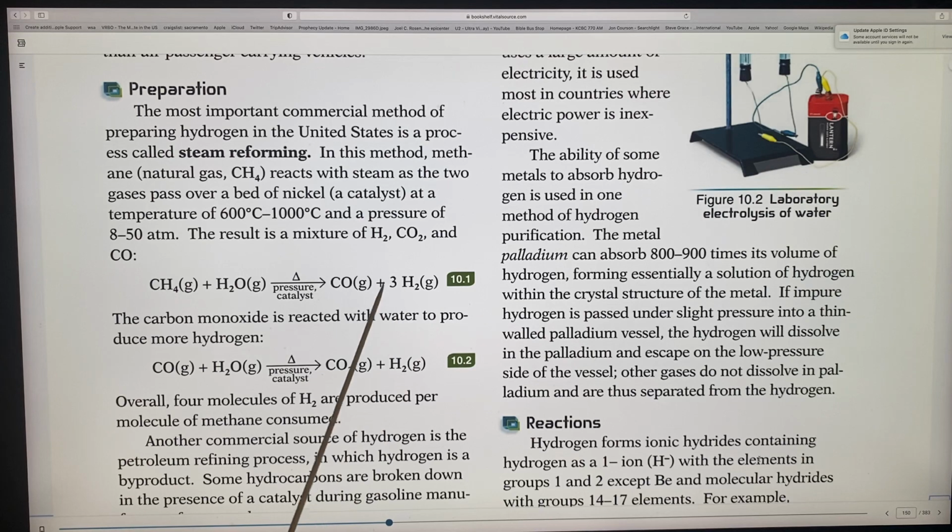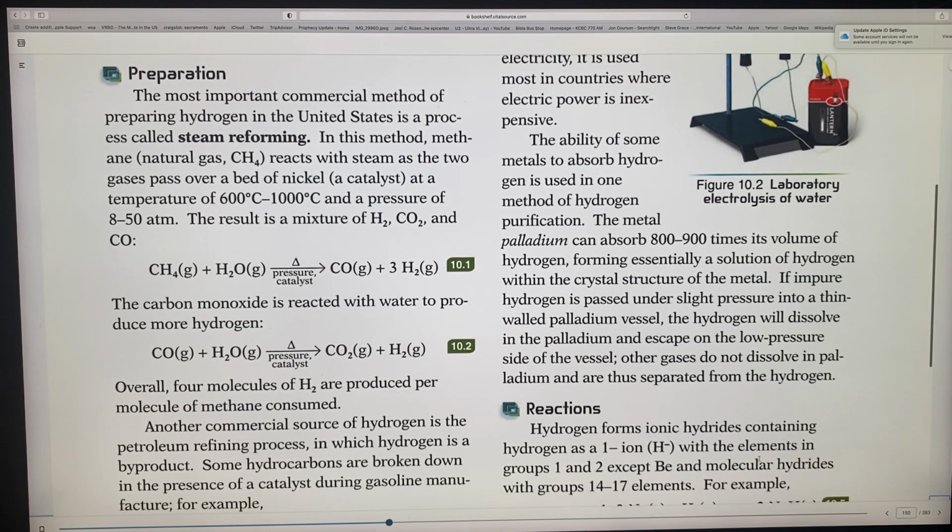So now we have made some hydrogen gas. The carbon monoxide is reacted with water to produce more hydrogen. So the carbon monoxide reacts again with water vapor, and now you can see it turns into carbon dioxide and hydrogen. So when they ask how do we produce hydrogen, especially in the laboratory, you can see how they do it, at what temperatures, and how they react. We'll see this with each one of these.